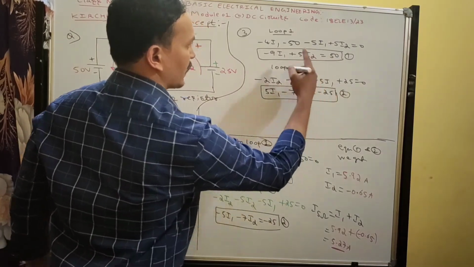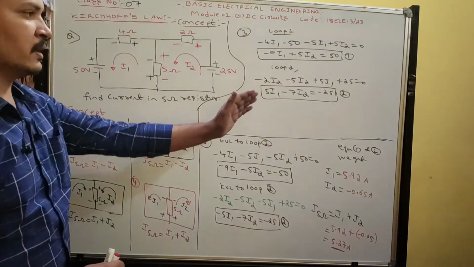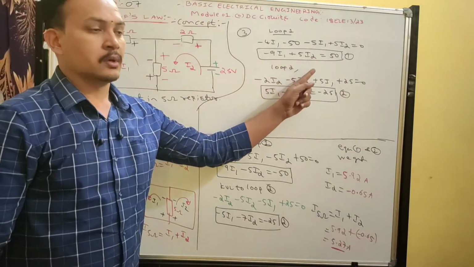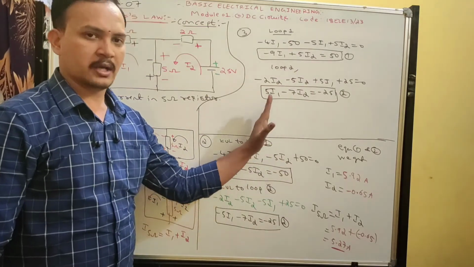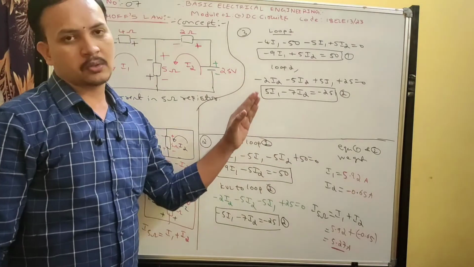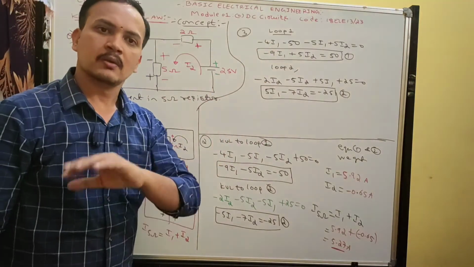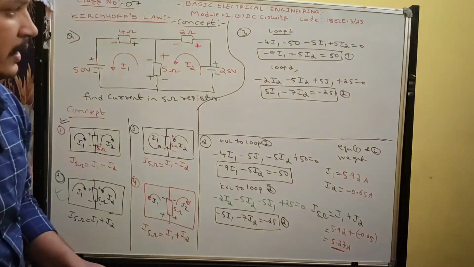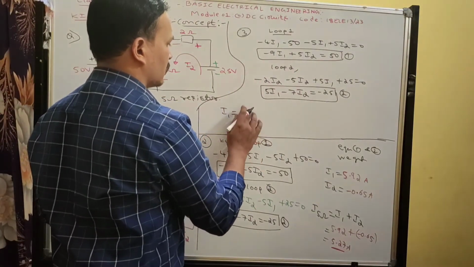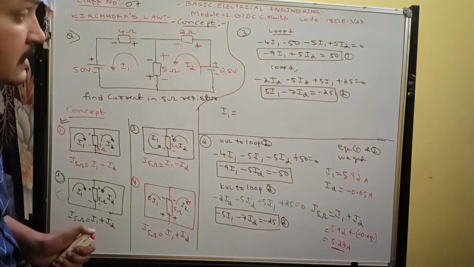Dear students, while writing the equations, you should keep the variables in the correct order. If the first equation is I1 and I2, the second equation should also be in the same order, I1 and I2. Don't write I2 first and then I1. If you do that, you will enter the wrong coefficients and get a wrong answer. Now by solving these two equations, we get the I1 value. Let's see what we will get.